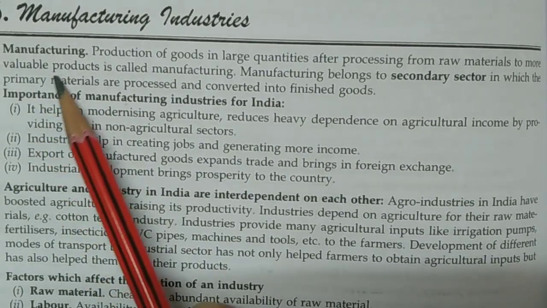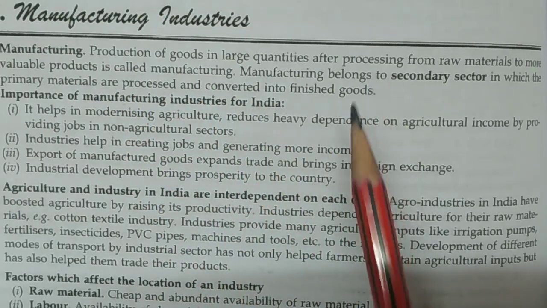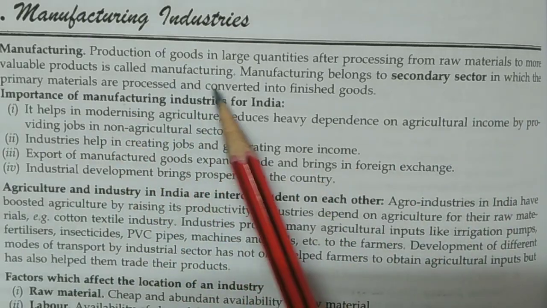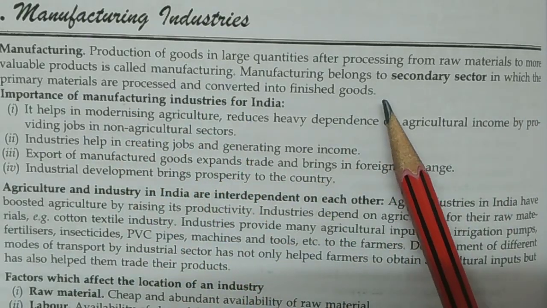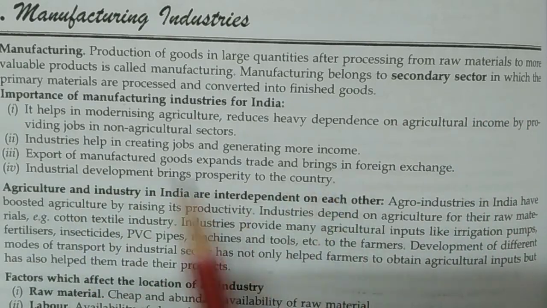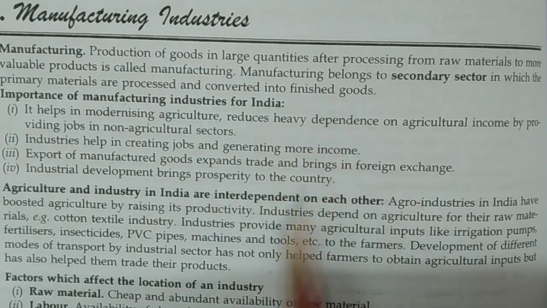That's manufacturing. Production of goods in large quantities after processing from raw material to more valuable products is called manufacturing. Manufacturing belongs to the secondary sector in which the primary materials are processed and converted into finished goods.